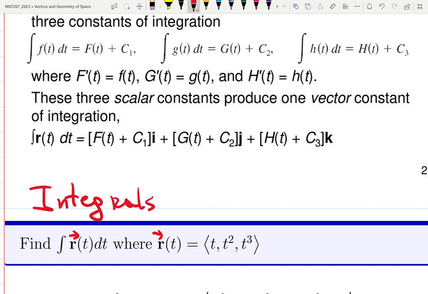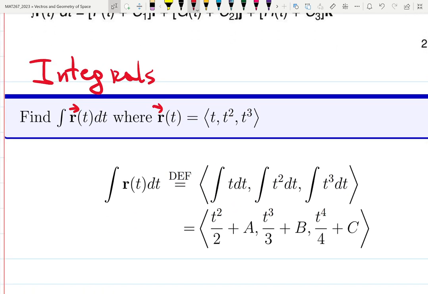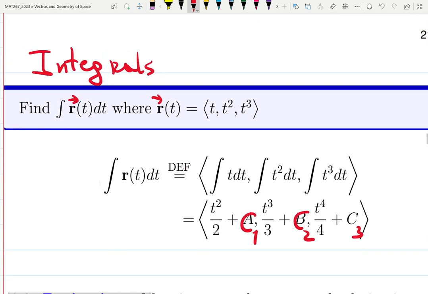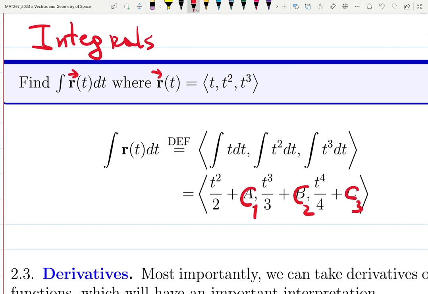How bad is that? What is the integral of t? t squared over 2 plus c. Don't forget that. Then t squared gives you t cubed over 3, and t cubed, t to the fourth over 4. Each has some c. So either you write them down as c1, c2, c3, or a, b, c, or whatever you like. It doesn't really matter. Just remember that those are constants. That's the answer. Just make notes that if you want to integrate, you integrate component by component.